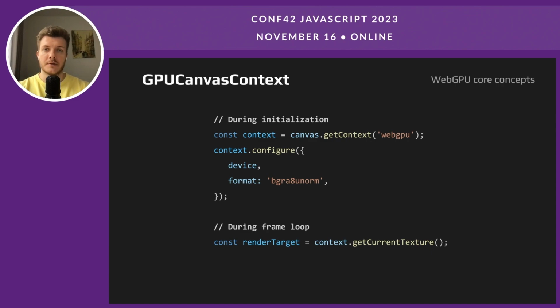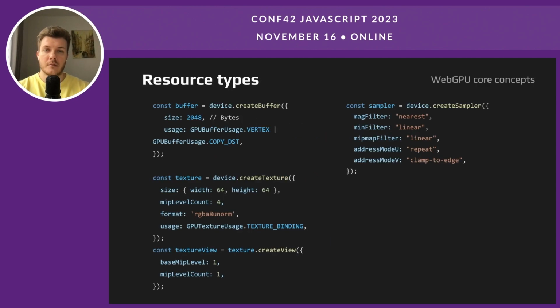WebGPU enables rendering to the canvas. After creation, it needs configuration to link with a device. Multiple canvases can share the same device, and they can be reconfigured as necessary. It supplies a texture for rendering, and there are several resource types in WebGPU.